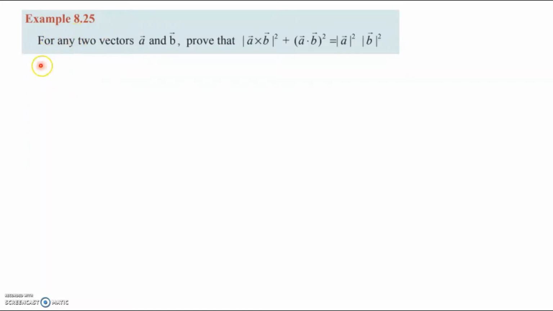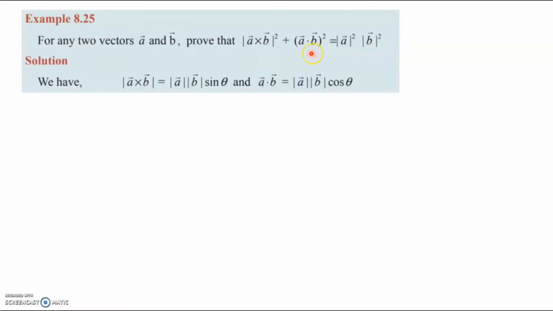Example 8.25. For any two vectors A and B, prove that the magnitude squared of A cross product with B plus the A dot product with B squared is equal to the A vector magnitude squared multiplied by B vector magnitude squared. So, to prove this, let's define our A cross product with B magnitude as just A magnitude into B magnitude into sine theta. Similarly, our A dot product with B is defined as magnitude of A magnitude of B into cos theta.